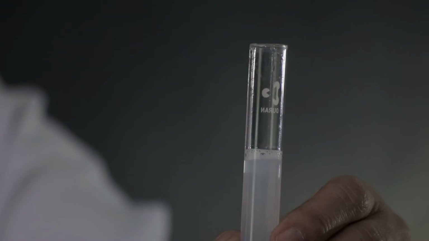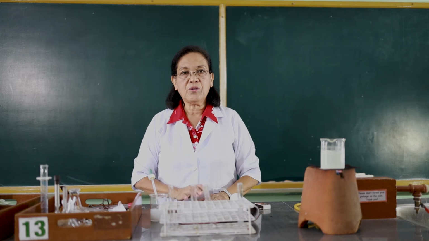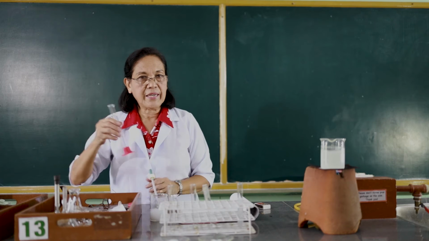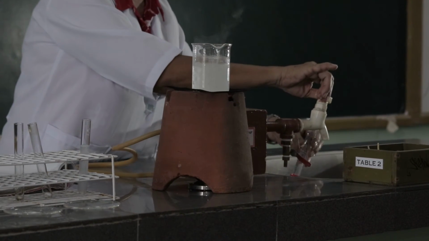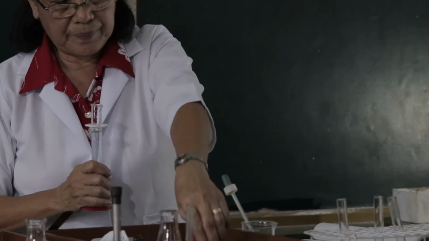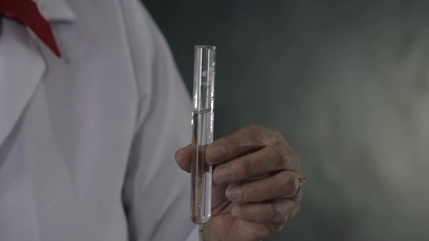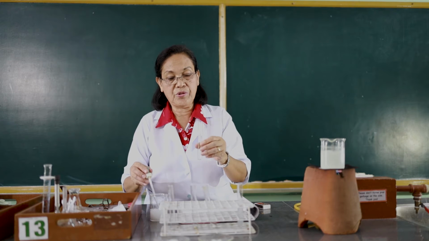Okay, 1 minute had passed, and try to observe what happens to the bubbles. Are they burst out? So this is already a good lather. Then we will use tap water to compare the formation of lather with that of the distilled water. So let's get 10 ml of the tap water. This is the tap water, and we are going to add this with the soap solution.